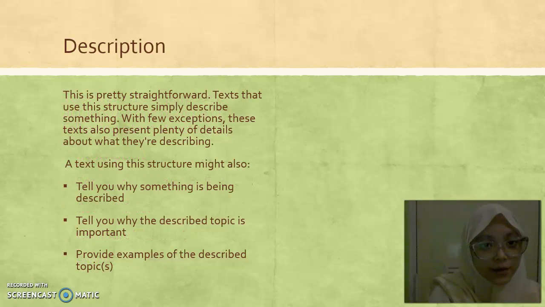The first one is description. This is pretty straightforward. Texts that use this structure simply describe something. With few exceptions, these texts also present plenty of details about what they are describing. A text using this structure might also tell you why something is being described, why the described topic is important, and then provide examples of the described topic.